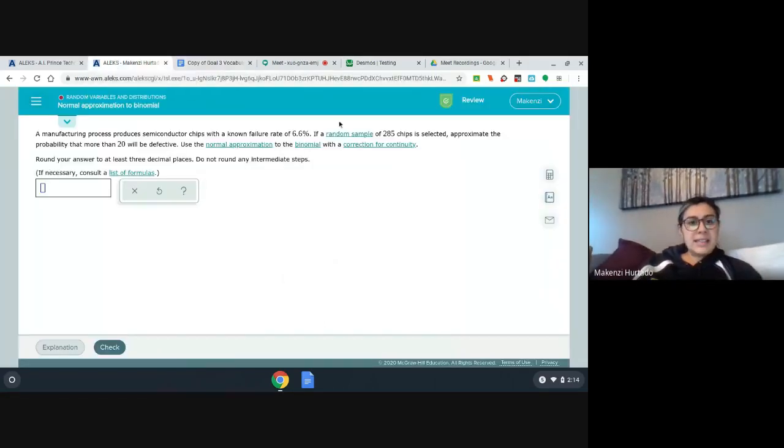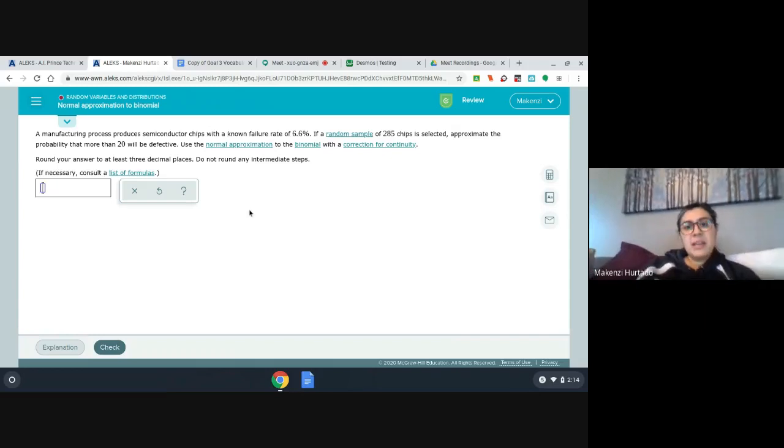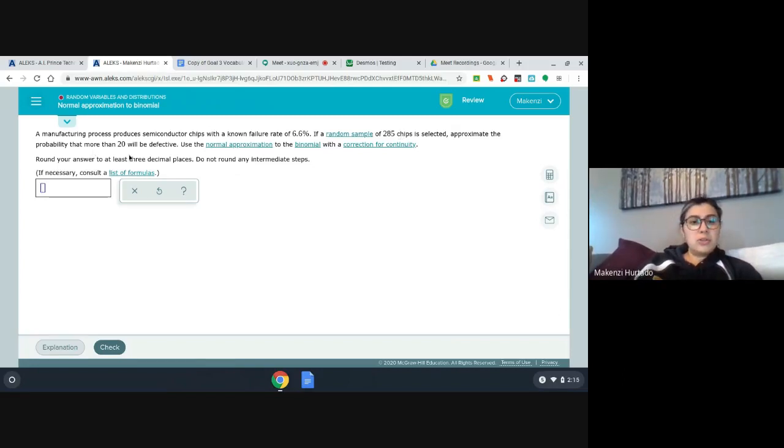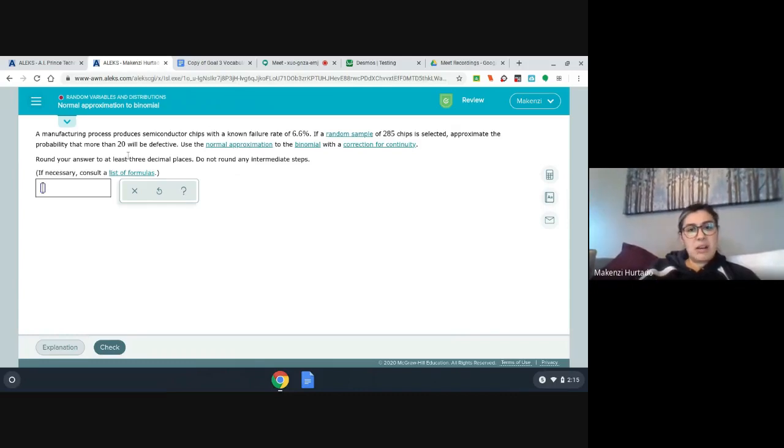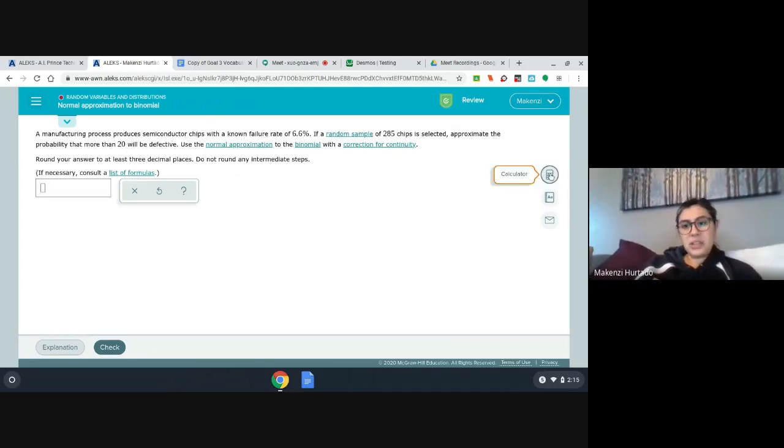It says a manufacturing process produces semiconductor chips with a known failure rate of 6.6%. With a random sample of 285 chips, approximate the probability that more than 20 will be defective. Okay, so 6.6% is our P, 285 is our N, and 20 is going to be our X. So let's go ahead and do this.